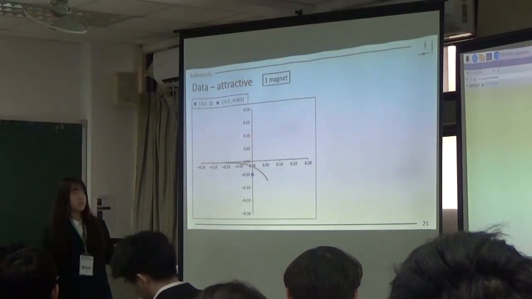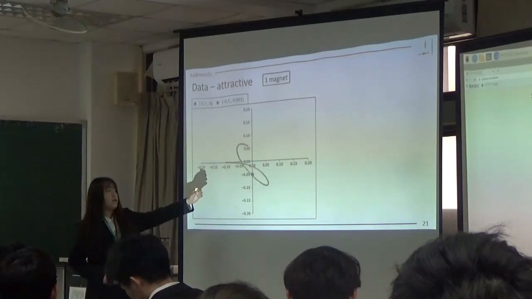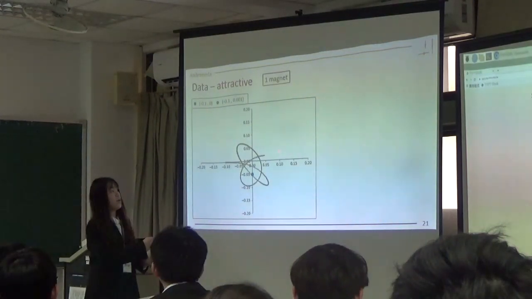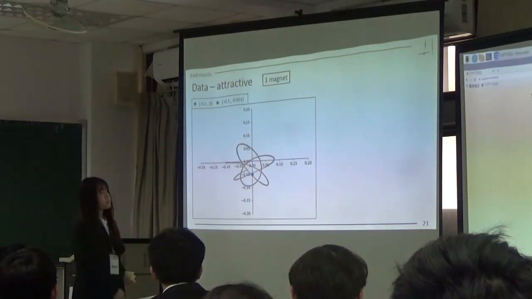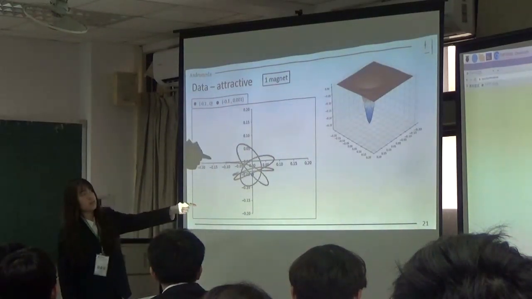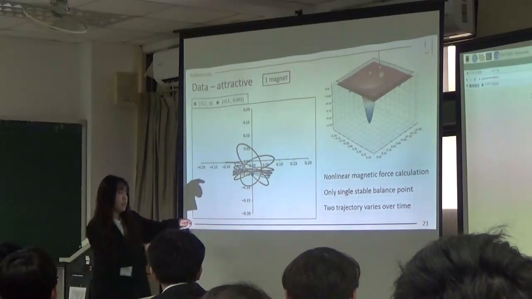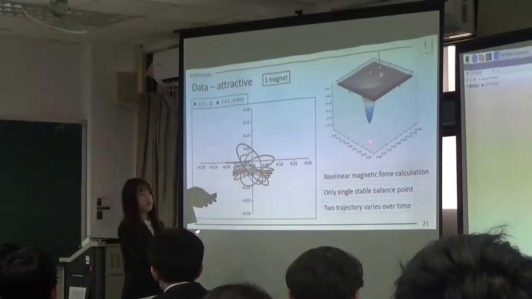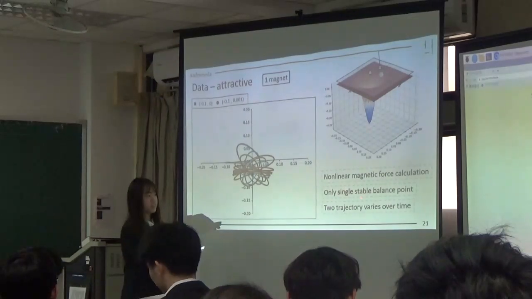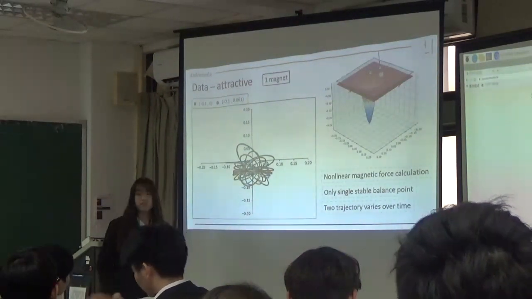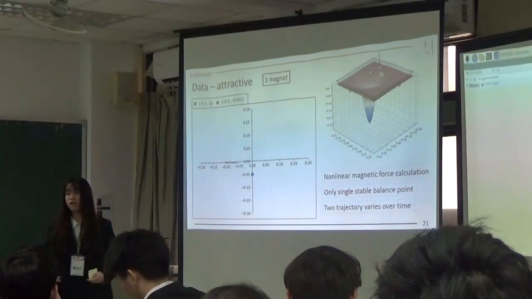And then is the experiment data for the attractive one. Just the same as the repulsive one, I put one magnet here. And here is the potential energy graph. From this potential energy graph, we can see that it only has a single stable balance point. So it's chaos. Let me talk about it later.